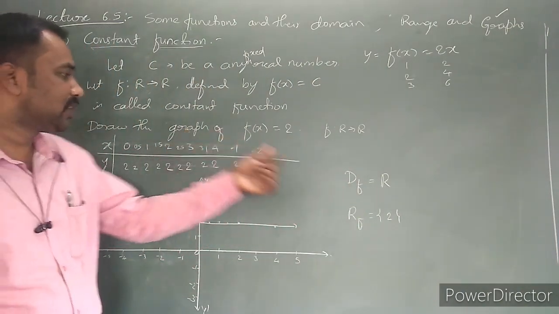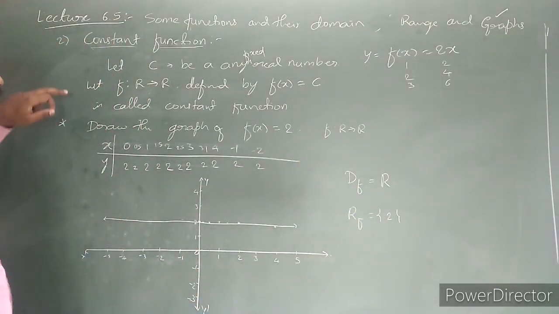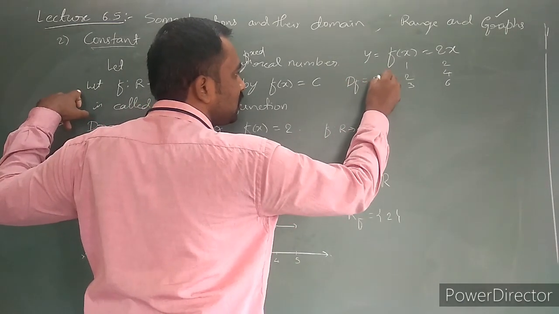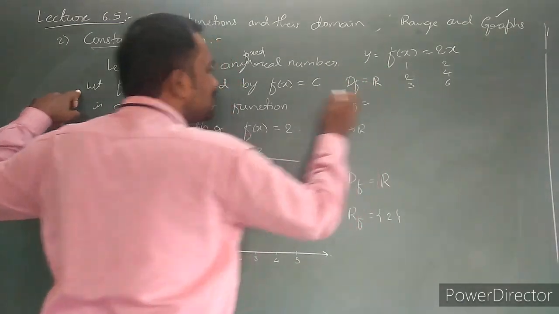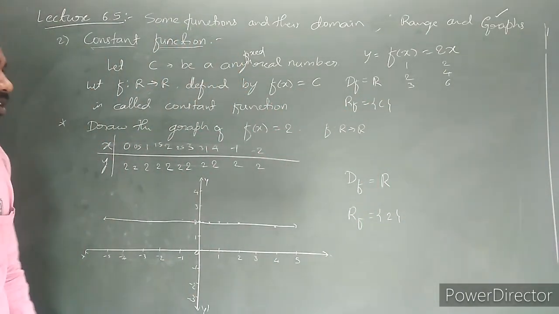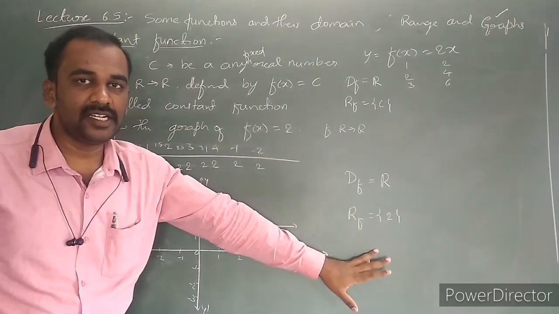Domain of this function is all real numbers. Range of this function is 2. Particularly, you could define it this way: domain of the function is the set of all real numbers. Range of the function is a constant, a singleton set. Is that clear? Either you can write this, or if they give a particular example, write accordingly.